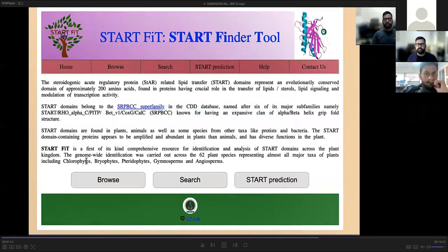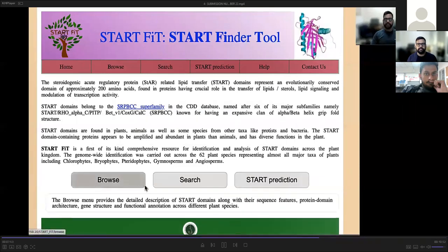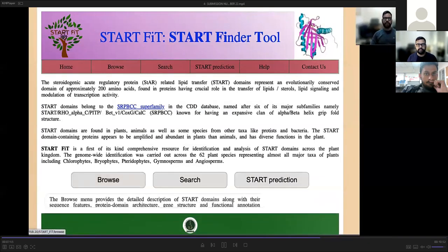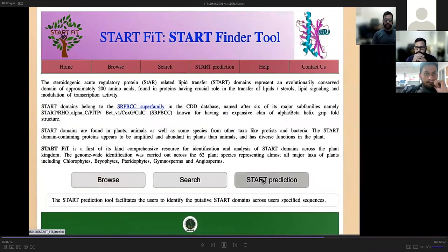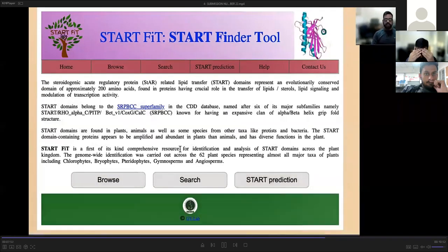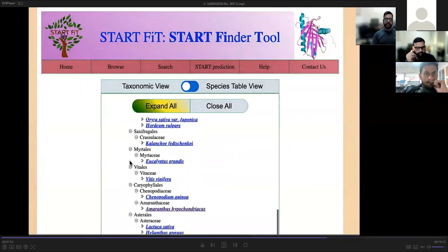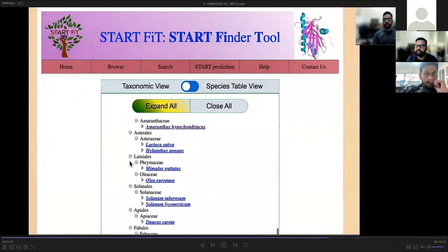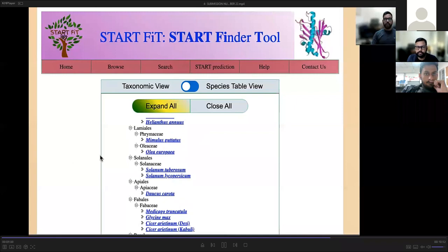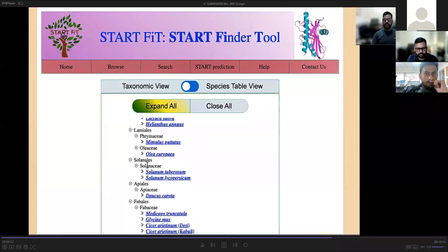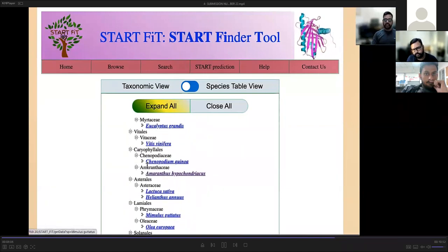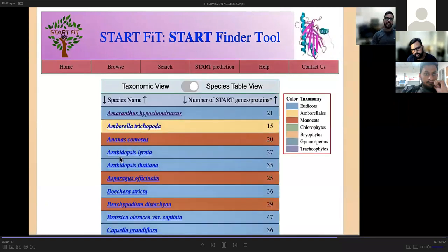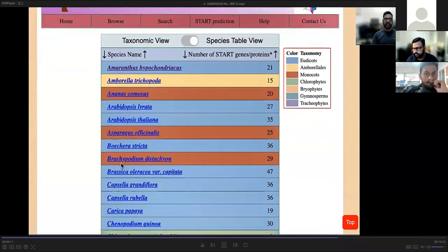The interface of ASTART-Fit is divided into 3 parts, mainly the browse menu, the search option, and a START prediction server. The browse menu allows the user to navigate START domain-containing proteins among 62 plant species. There are 2 options provided to browse the species, namely the taxonomic view, in which species are arranged in hierarchical order, and then the species table view, in which plants are arranged in alphabetical order.